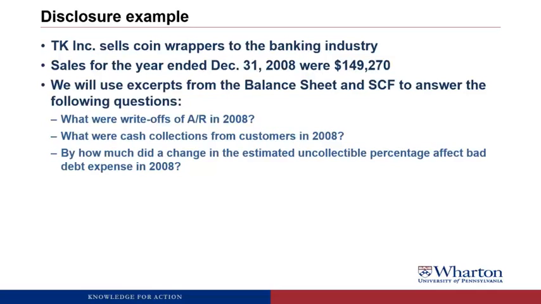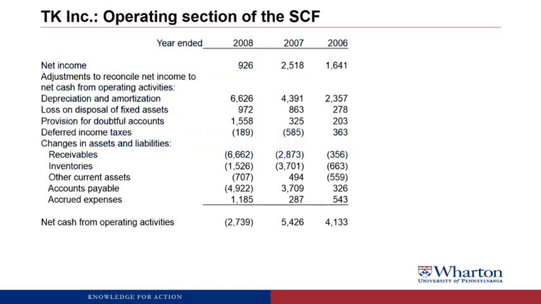First, what were write-offs of accounts receivable in 2008? What were cash collections from customers in 2008? Both of those things are handy to know, but you often can't find them very easily in the disclosure. So we're going to actually calculate them using the other information that we're given. And then the last question is, by how much did a change in the estimated uncollectible percentage affect their bad debt expense in 2008? Here's the operating section of the statement of cash flows for TK Incorporated.